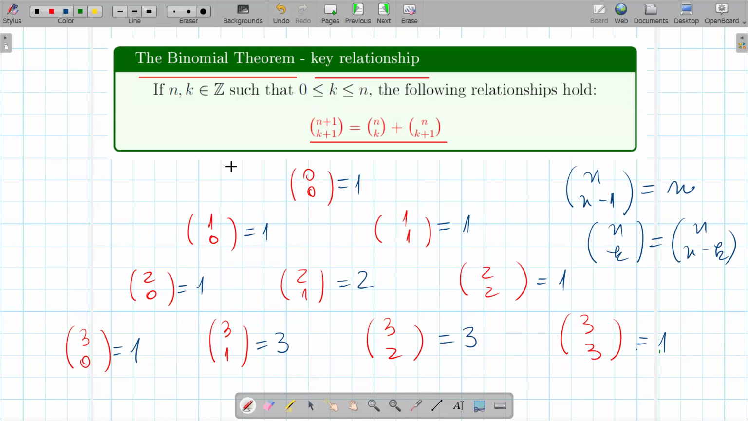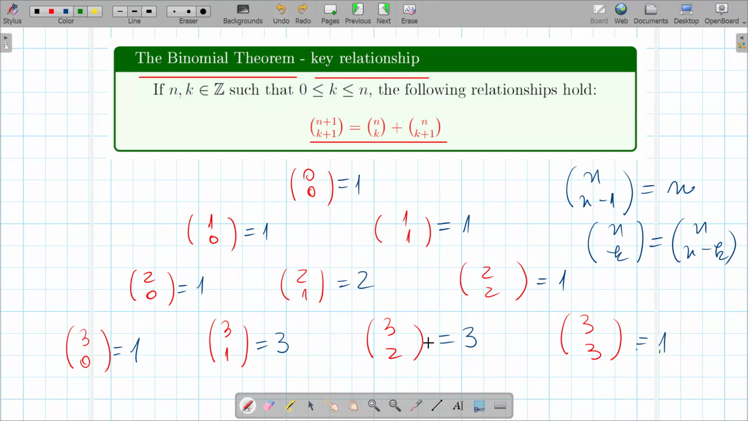So now I noticed something interesting, okay? Look at these numbers, 1, 1, 1, 1. On one diagonal, we have only ones, and then on this other diagonal, again, we have only ones. And then I noticed that 2 is the sum of the two neighbors above it. 3 is the sum of the two neighbors above it. And so is the case with these 3, the sum of the two neighbors above it.